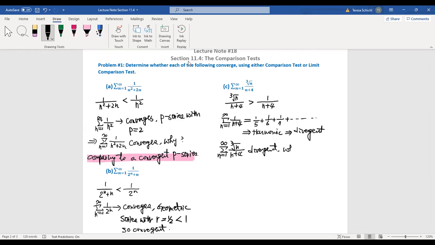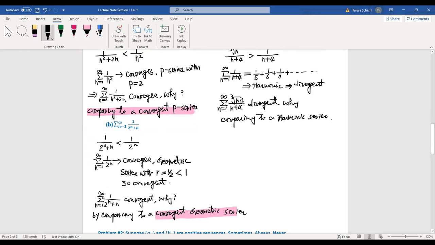Why? Because I'm comparing to a harmonic series. I know the harmonic series is a divergent series, right? So let's take a look. We have another way we can do that. If you don't want to use a harmonic series, let's do this one here.